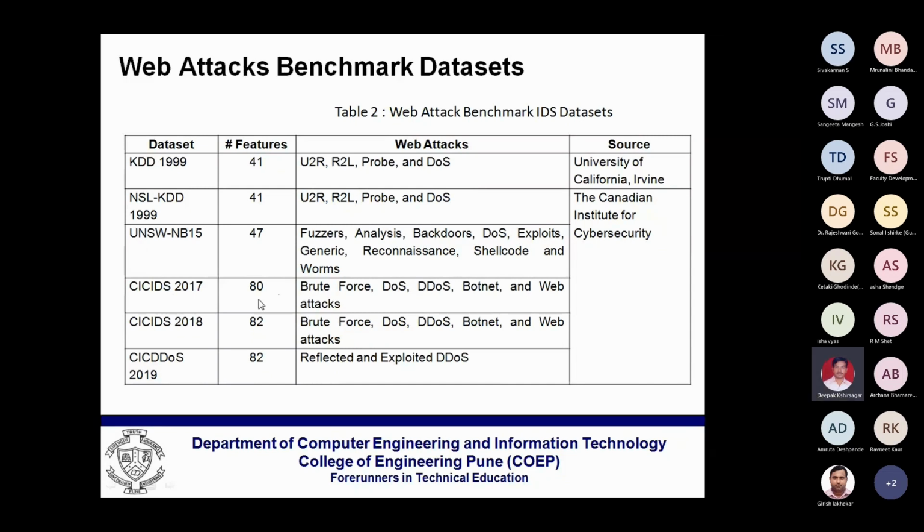during the simulation. Means what? 82 features. Yes. Further, they came up with new types of attack as we discussed, reflected and exploited DDoS attacks, with 82 features. Means when you see the development of network traffic that is simulated with the help of different tools, the number of features is increasing day by day.